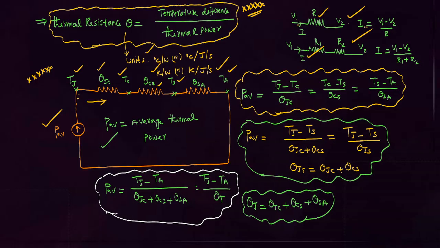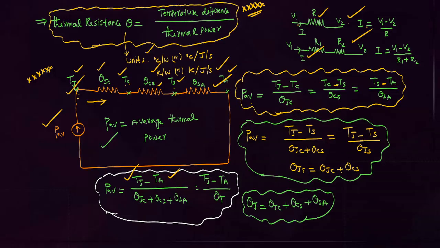Then the average thermal power, for example from junction to casing, is Tj minus Tc by theta JC. From casing to sink, it is Tc minus Ts by theta CS. From sink to ambient, it is Ts minus Ta by theta SA. If you are writing from junction to ambient, you have to add all the resistances between them.